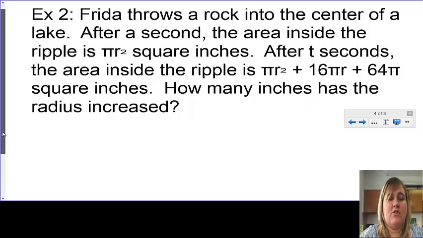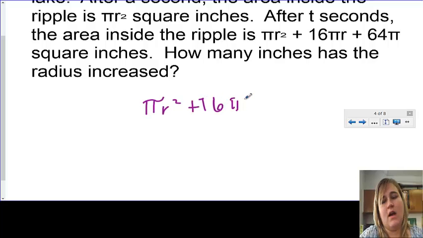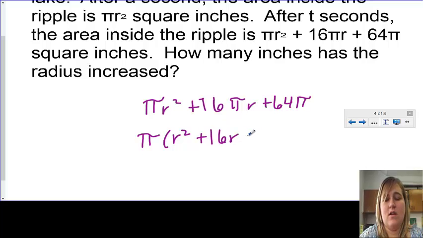So all I have to do is factor this. So I have pi r squared plus 16 pi r plus 64 pi. Before I can start, I need to factor pi out of each of them, which leaves me with r squared plus 16r plus 64.